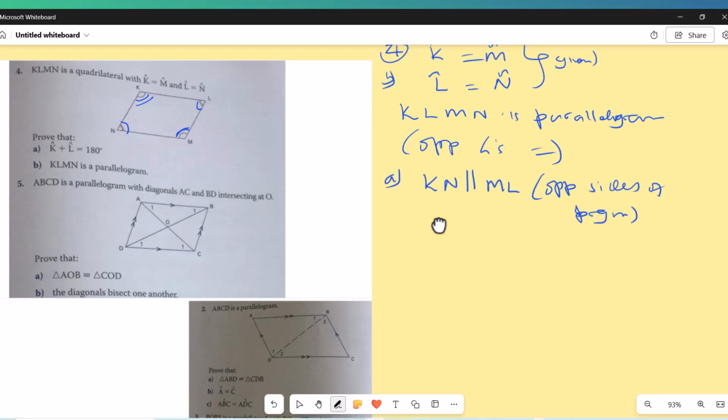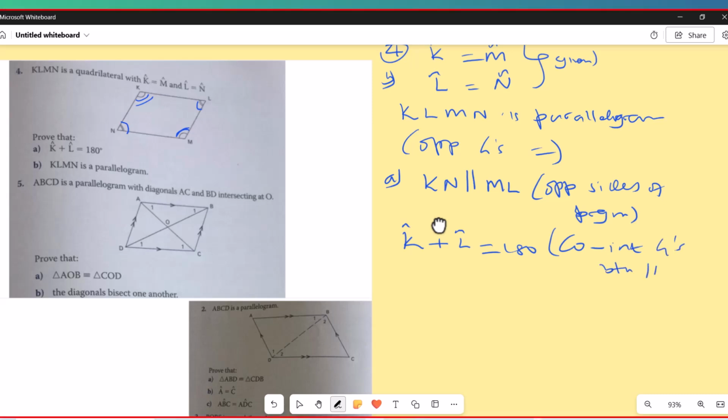So now, because they are parallel, it means that my angle K plus my angle L must be 180 degrees because of what? The co-interior angles between parallel lines. Because of what? Co-interior angles between parallel lines. That is it there. Are we together actually now? That was part A and B.